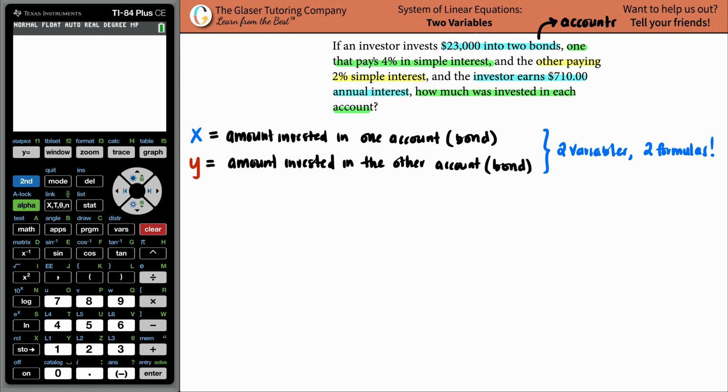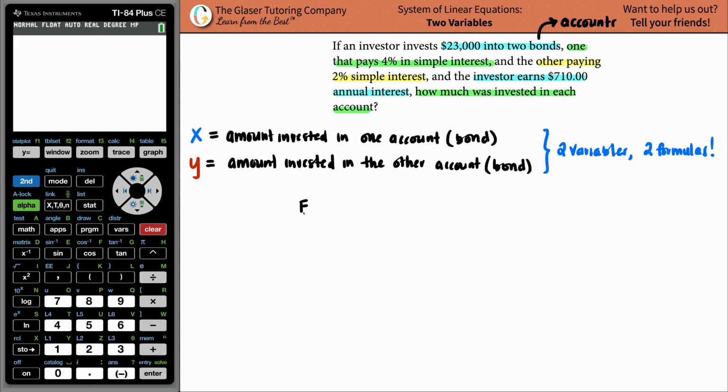Now, they said here that the investor invested a total of $23,000 into those two bonds. So I have my two variables here, right? X was the amount invested in one, Y was the amount invested in the other, and we know in the first sentence that the total was $23,000 invested. So, I can make a formula, right? I can make an equation.